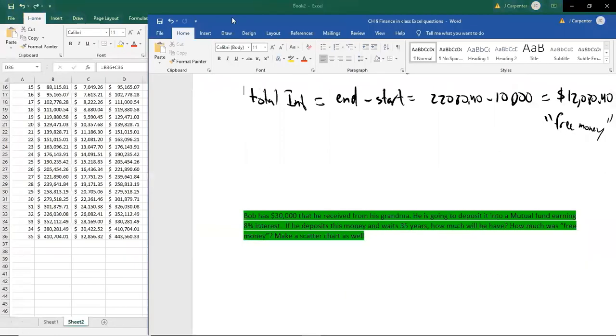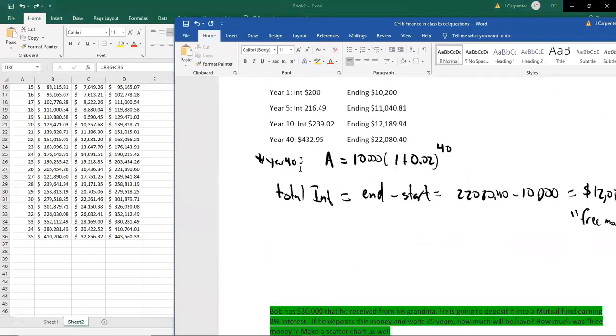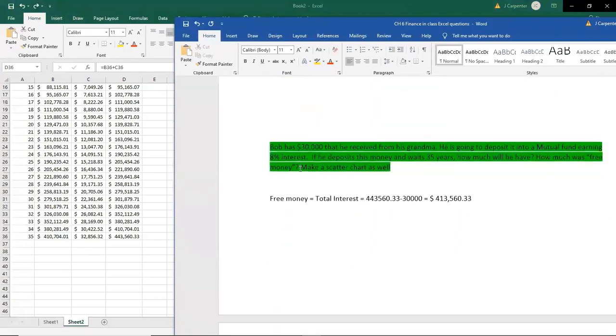So that, I just need to move that over there. The free money, the total interest, which is the 443,560.33 minus what we put in, which is 30,000. I should have dollar symbols everywhere, but just go with it for now. 413,560.33. That's the free money we got. Pretty nice for just putting $30,000 away and not touching it for 35 years.